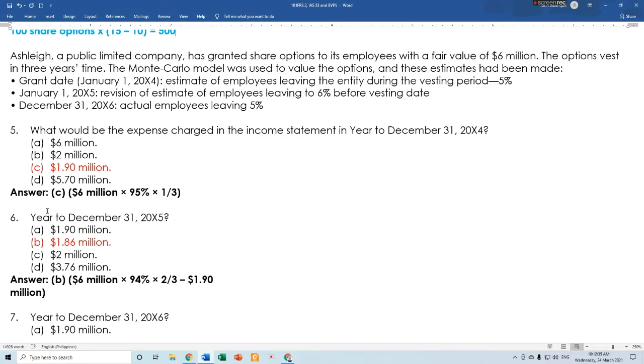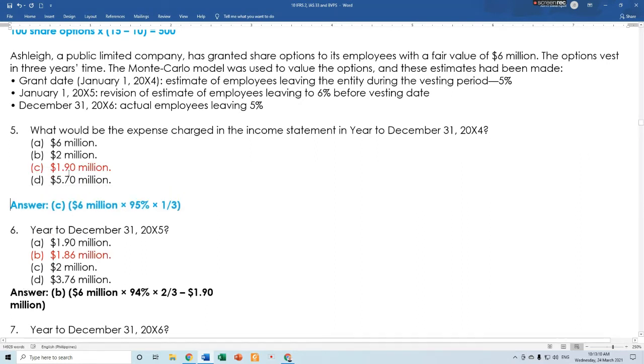So, sagot sa first question, what would be the expense charge in the income statement for the year December 31, 20X4. So, ibig sabihin yung pang current year. Ang gagawin mo lang, kukunin natin yung 6 million. Pagkatapos, based on the estimation, 5% yung aalis, so 95% yung mariretain. Tapos, multiply mo ng 1/3 or divided by 3 kasi 1 year pa lang ang nag-vest out of the total 3 years. So, that's going to be 1.9 million.